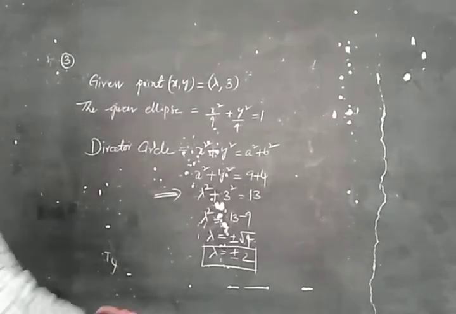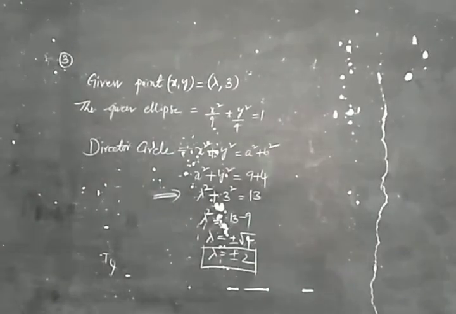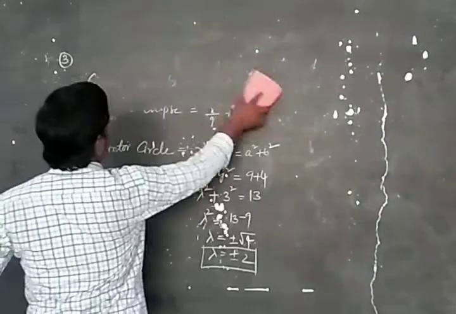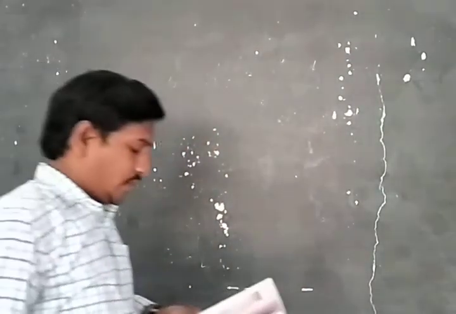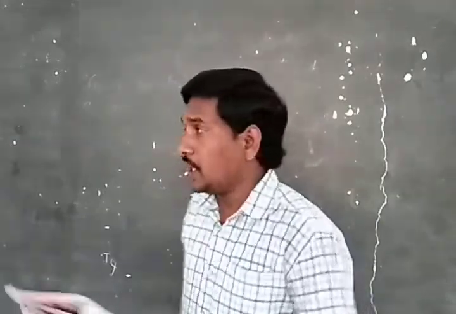Okay. Now the fourth one: the equation of the tangents of the ellipse 9x square plus 16y square equal to 144, which passes through the point (2, 3), is, okay.